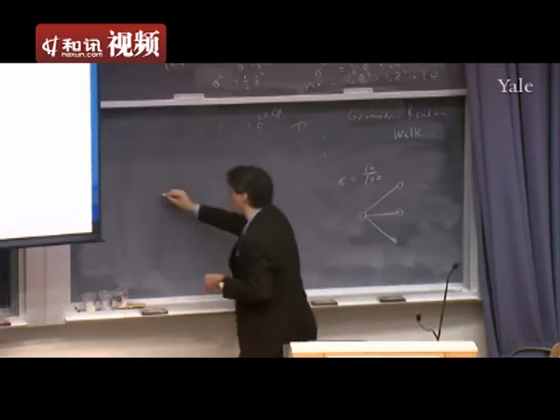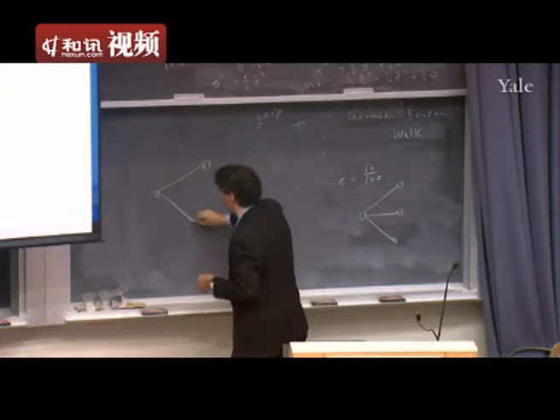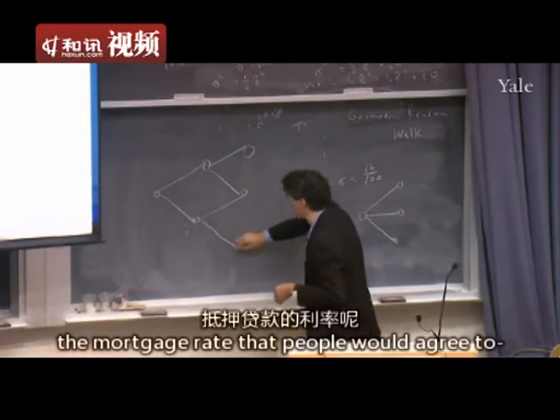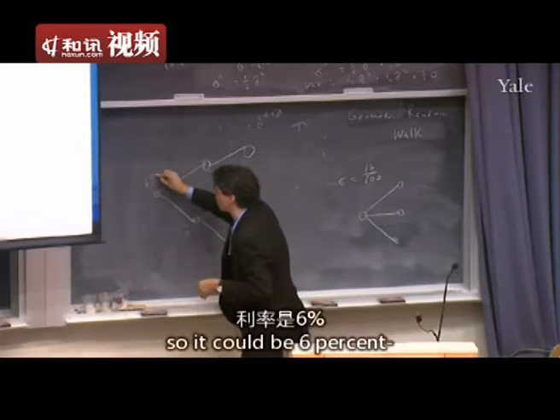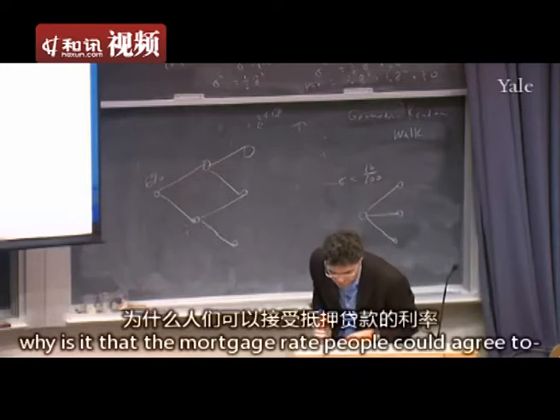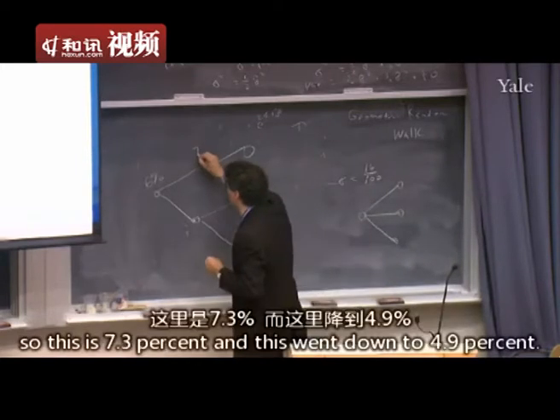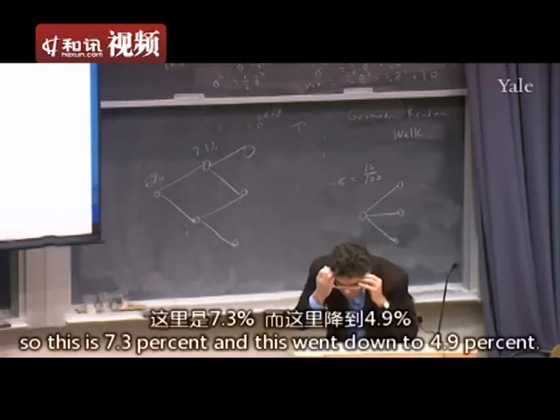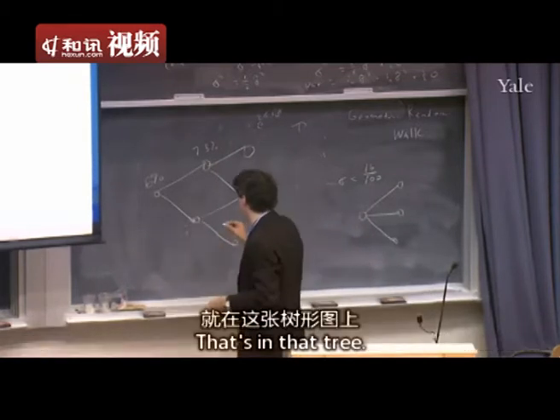why would it be that the mortgage rate that people would agree to could be 6%? Why is it that the mortgage rate people could agree to? So this is 7.3%, and this went down to 4.9%. That's in that tree.